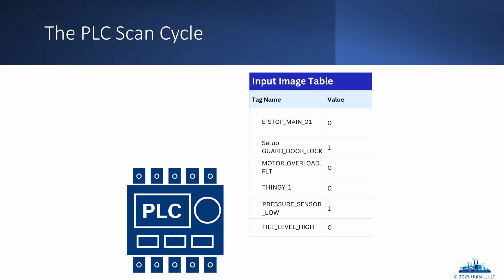So from a programming perspective, it's great to be able to give these tag names that actually mean something, and can tell us what those values are related to. I guess from a security perspective, sure, something anonymous like thingy one or thingy two, that's great. But from a coding and a troubleshooting perspective, that's obviously not. So I'd much rather see real, meaningful tag names. Pressure sensor low, fill level high.